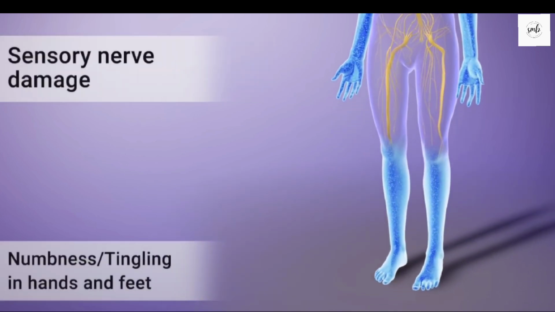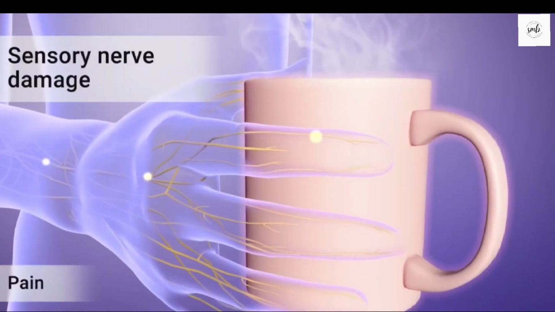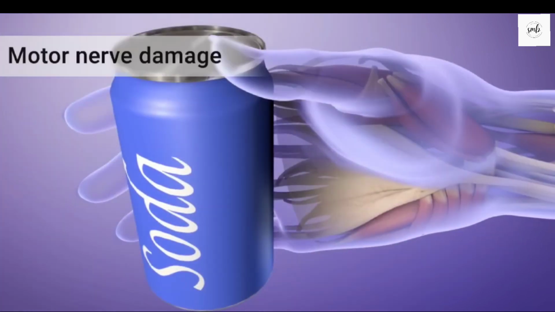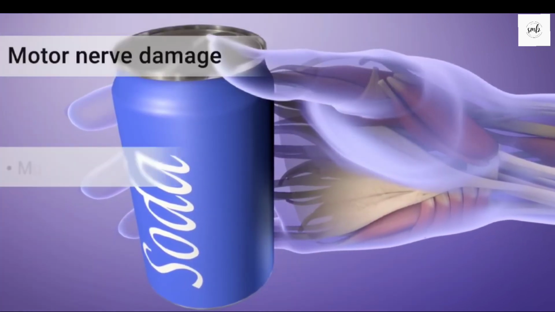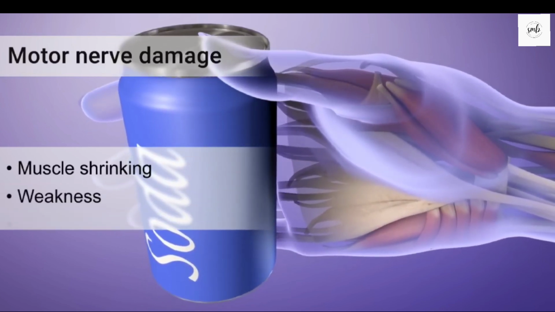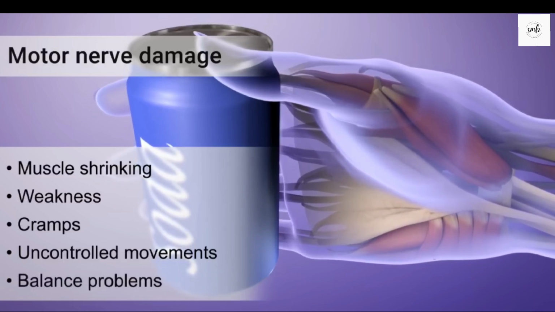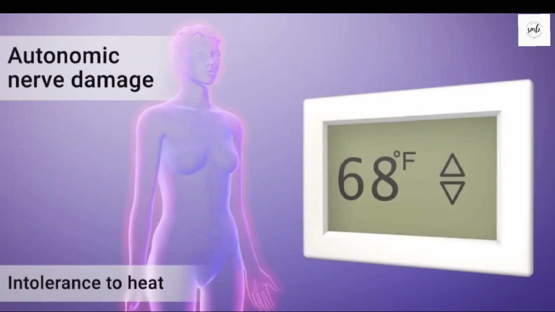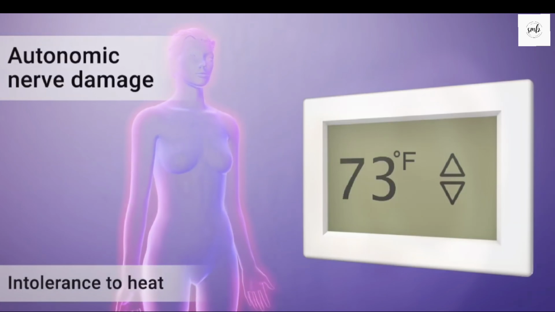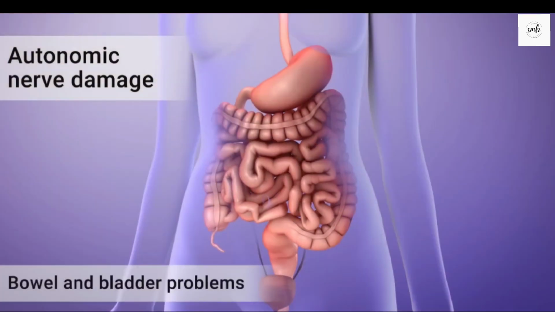For example, damage to your sensory nerves can cause tingling and numbness in your hands and feet, and pain that you feel more easily or intensely. Damage to your motor nerves can cause muscle shrinking, also known as atrophy, muscle weakness, cramps, uncontrolled movements, and balance problems. Signs of autonomic nerve damage include intolerance to heat, sweating too much or too little, and bowel and bladder problems.